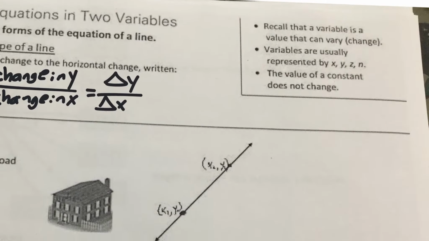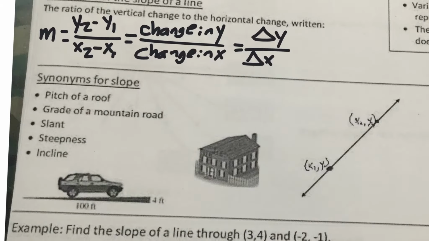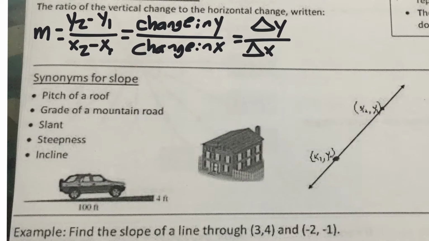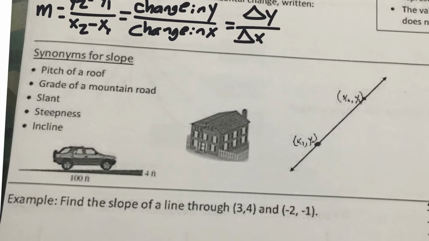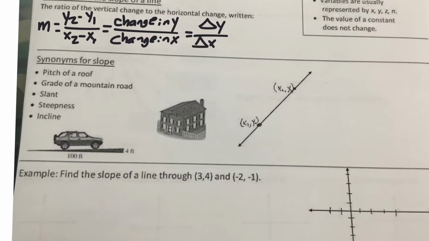It says, recall that a variable is a value that can vary or change. Variables are usually represented by x, y, z, and n. The value of a constant does not change. So here are some synonyms for slope. Whenever we have word problems, these are the kinds of things you could look for: the pitch of a roof, the grade of a mountain road, the slant, the steepness, and the incline. Those can all be substituted in. Instead of telling you to find the slope, they could just talk about those things and you should know we're talking about slope.